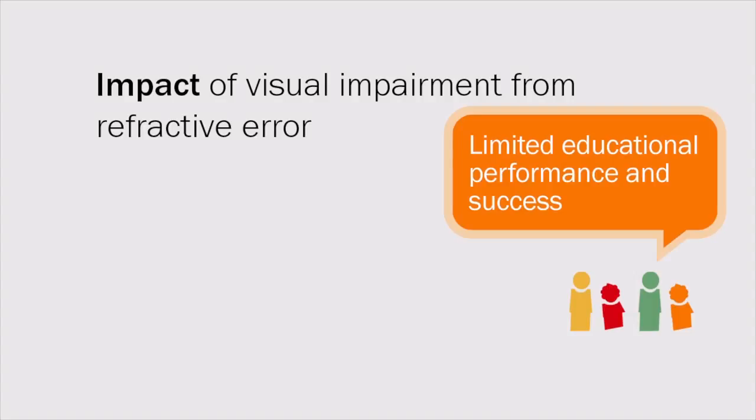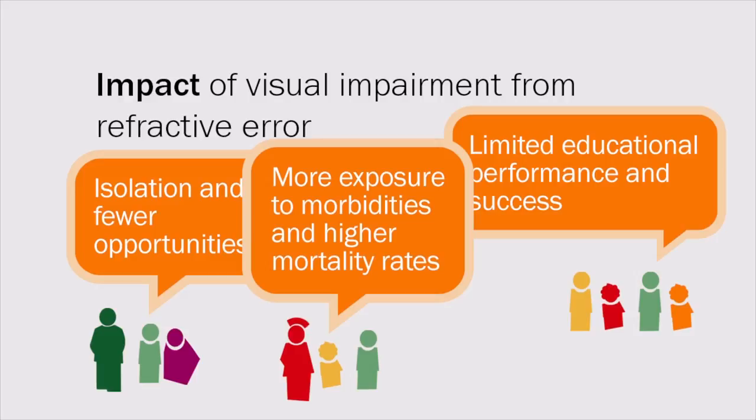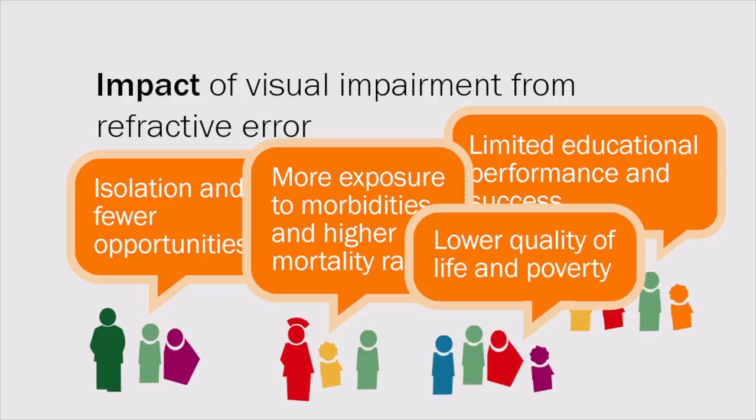Visual impairment from refractive error impacts both individuals and society, leading to limited educational performance and success amongst children, social isolation and fewer opportunities for work and education, more exposure to morbidities and higher mortality rates, and generally a lower quality of life and poverty.